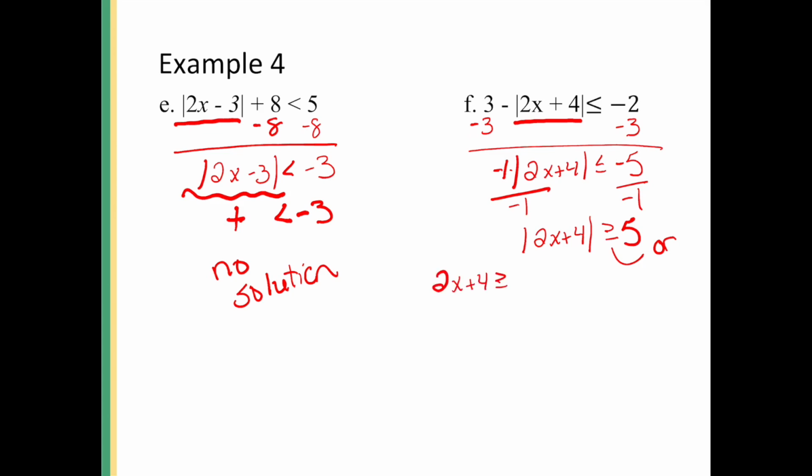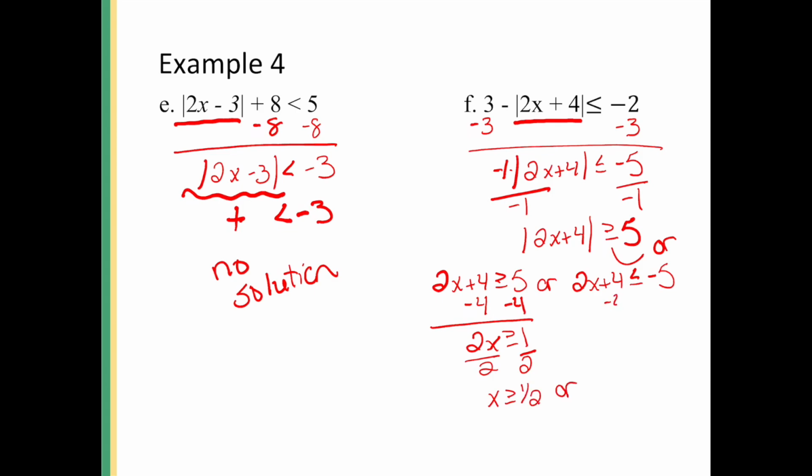This is greater than, this is an or, so I need to set up my two inequalities. I'm going to have 2x plus 4 greater than or equal to 5, or 2x plus 4 less than or equal to -5. Solve both equations, subtract the 4. So 2x is greater than or equal to 1. Divide by 2, x is greater than or equal to 1/2. Or if I do the second inequality, subtract the 4. 2x is less than or equal to -9. Divide by the 2. Not the x, divide by the 2. X is less than or equal to -9/2.